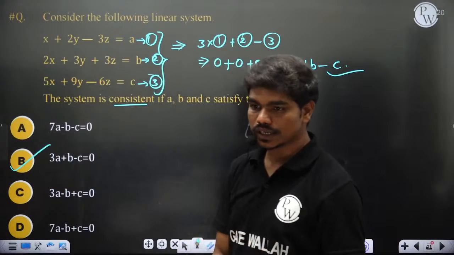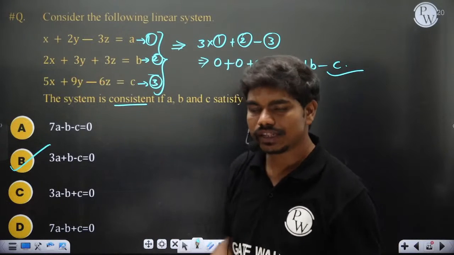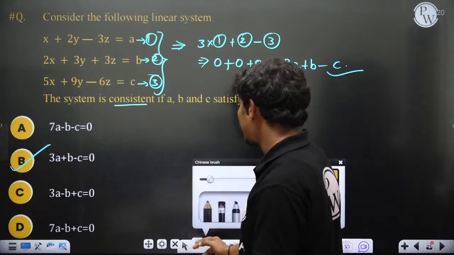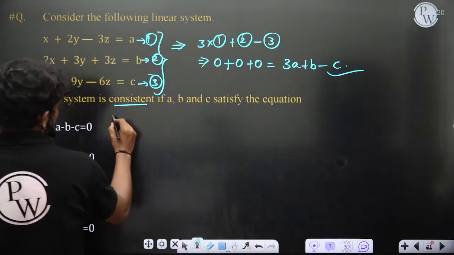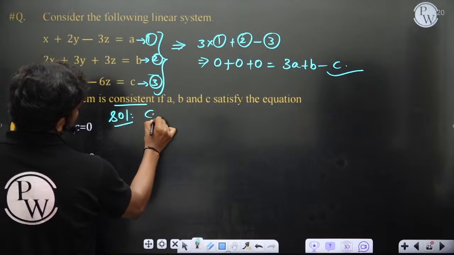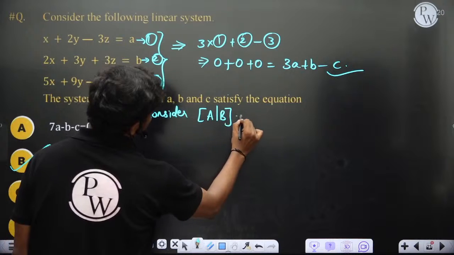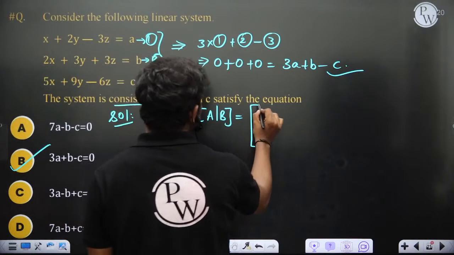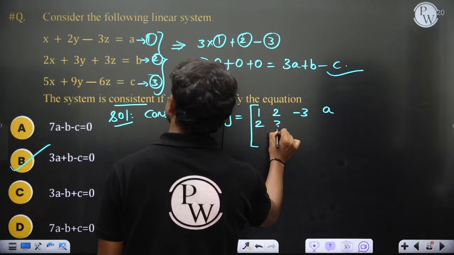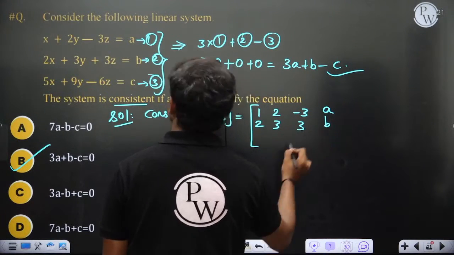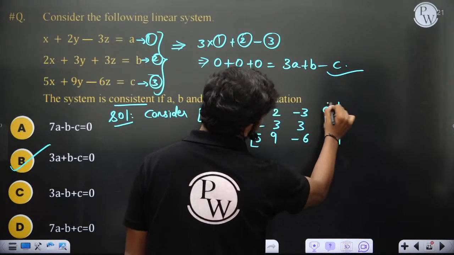This is a slight trick so that if you can somehow eliminate this x, y, z, then ultimately you will get the things in terms of coefficients. But anyway, this trick need not strike always in the examination hall. So what we'll do is, see here, we consider the augmented matrix, the general way of solving. Consider A augmented B, of course. So A augmented B is equal to 1, 2, minus 3, A. Then 2, 3, 3, B. Then you have 5, 9, minus 6, C. Okay, so this is what you got.